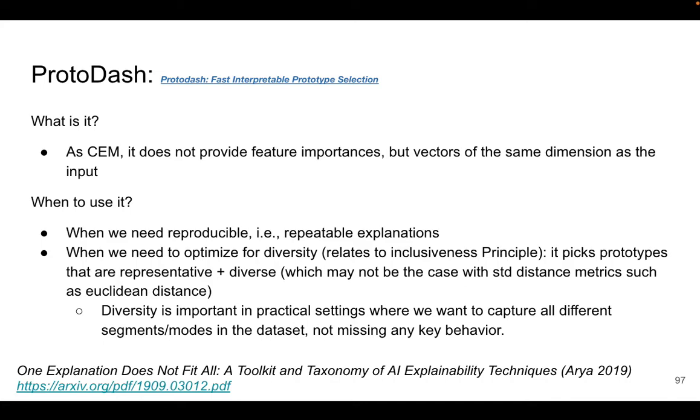When to use it? When you need reproducible explanations. So reproducibility is very important. When we need to optimize for diversity, picking prototypes that are representative and diverse, which might not be the case when you just choose the closest neighbor according to some metric. Because you want to capture all different segments in the data set, this is something that is nice in this method. As you will see, and you start to see, one explanation does not fit all purposes. And you can read this paper from the IBM authors that motivates this a bit.